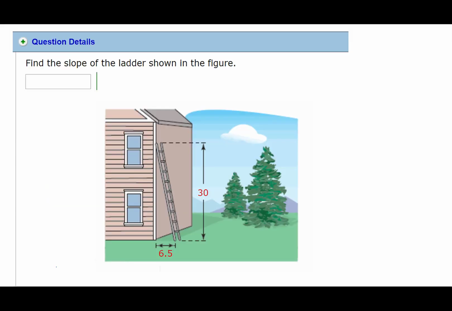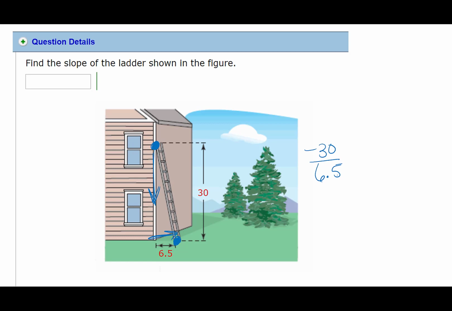Okay, next question says find the slope of the ladder in the figure below. And to find slope, we need to find the distance between 2 ordered pairs. We're going to let the top of this ladder leaning against the house be 1 point and the bottom of the ladder be the second point. So if we start at the top, slope is rise over run, but obviously the ladder is going down when you look at it. And so we're going to go first down 30 to represent that as negative 30, and then we'll go over 6.5.